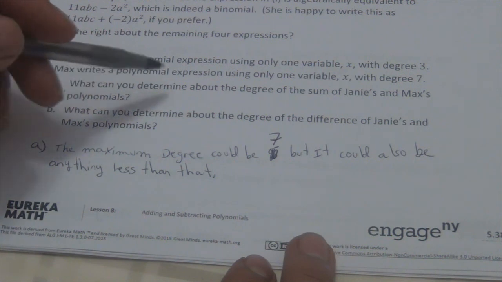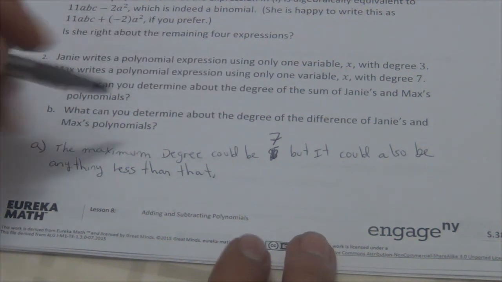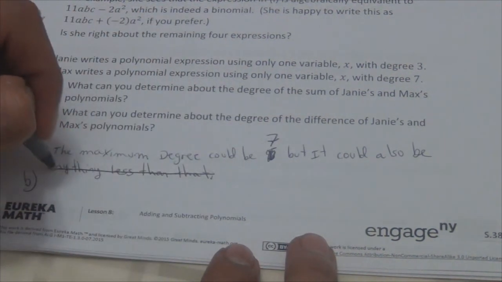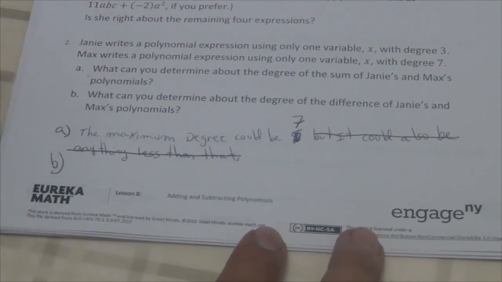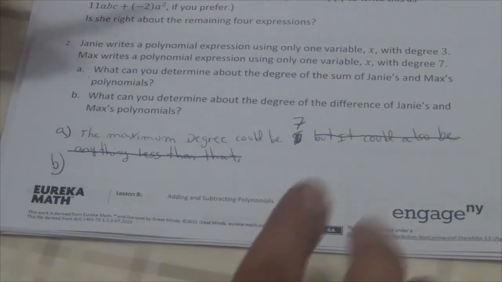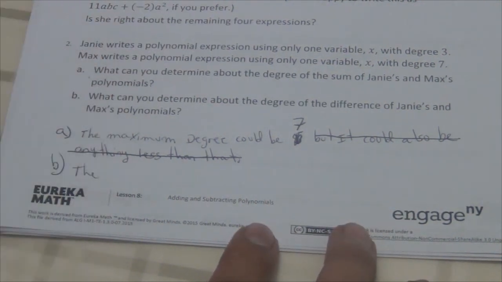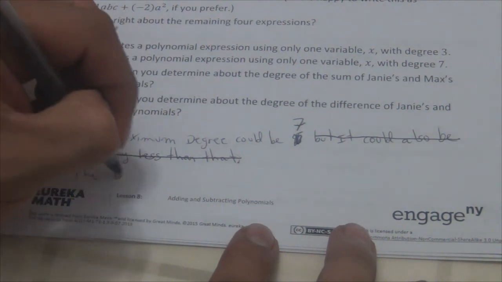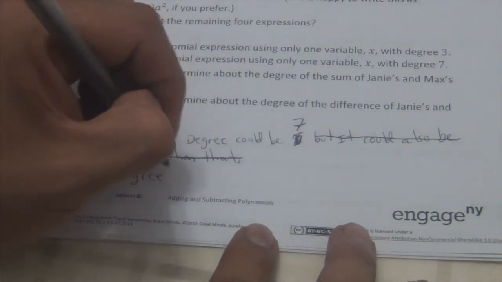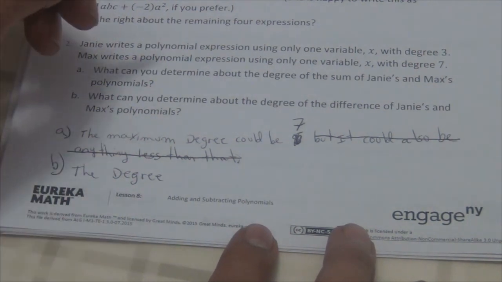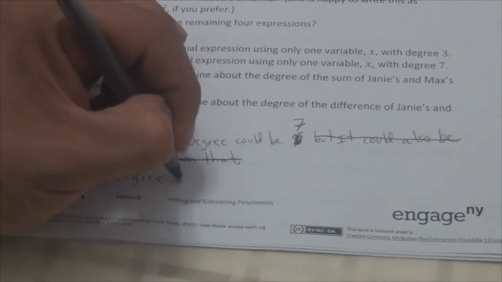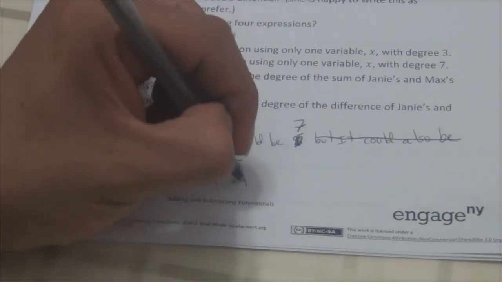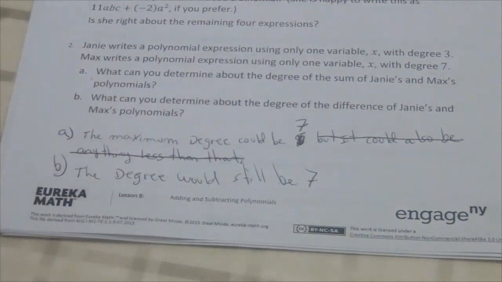Okay. B. What can you determine about the degree of the difference of Janie's and Max's polynomials? I'm sorry, this is not part of the answer. The answer is just the maximum degree could be 7. And what can you determine about the degree of the difference? If they subtract them, the degree would be what? Well, if you have x to the 7 minus something, you have to have x to the 7. So the degree would still be 7. I don't know what I was babbling about. Anyways.